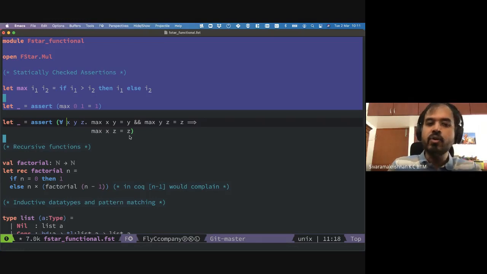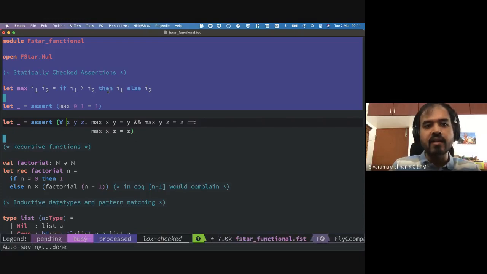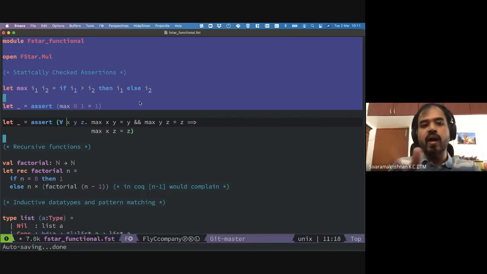And if you were to do this in Coq, you would have to do induction on x, right? That is what we'll do. Oh, I'll induct on x. I'll see what the various cases of x are, and then I will sort of go ahead. I'll have to do case analysis here, right? And then I'll get two cases. So I'll have to keep doing this.